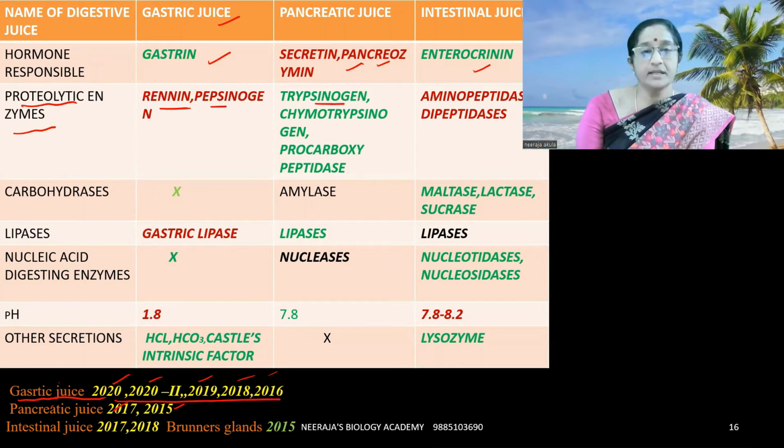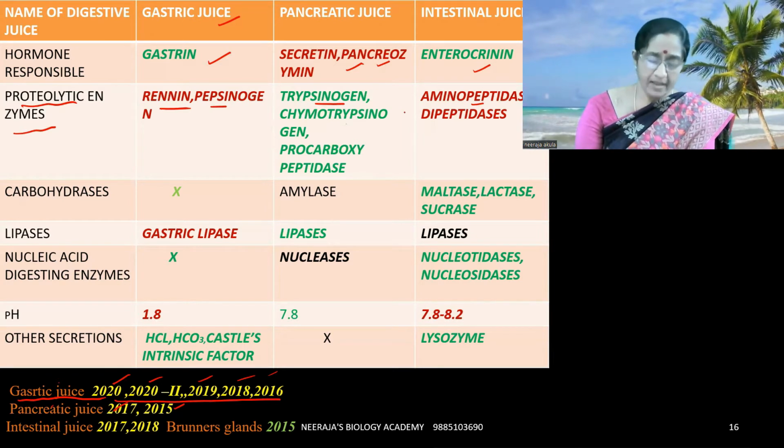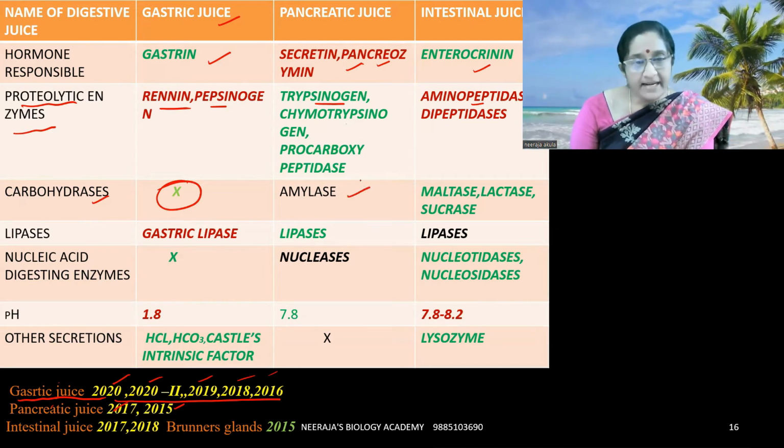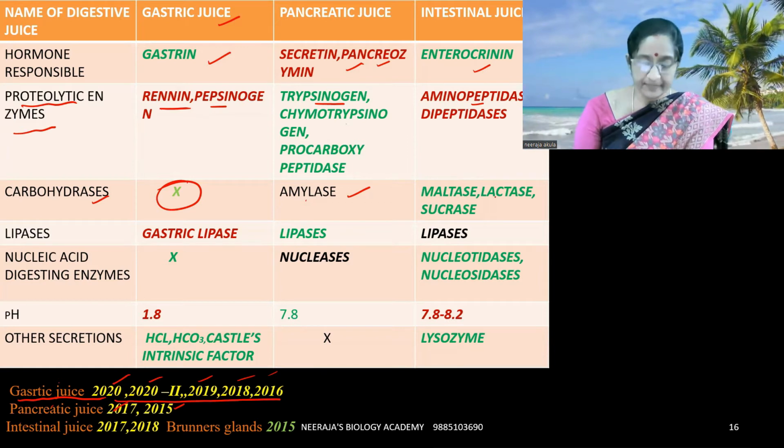Pancreatic juice is associated with trypsinogen, chymotrypsinogen, and procarboxypeptidase. Intestinal juice is associated with aminopeptidases and then tri- and dipeptidases. We come to the carbohydrate digesting enzymes. They are absent in case of gastric juice. Related to the pancreatic juice, amylase is present. Maltase, lactase, and sucrase are the enzymes which are present in the succus entericus.